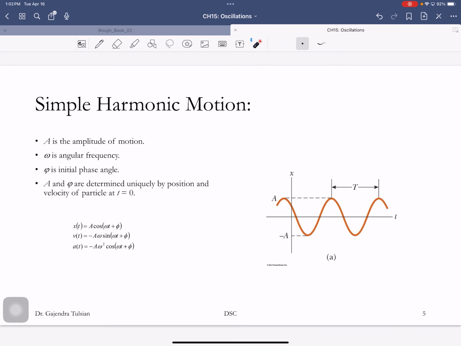So here was the solution. x of t is A cosine(omega t plus phi). Those constants, A and phi, are determined uniquely by the position and velocity of the particle at t equal to 0. Two initial conditions.